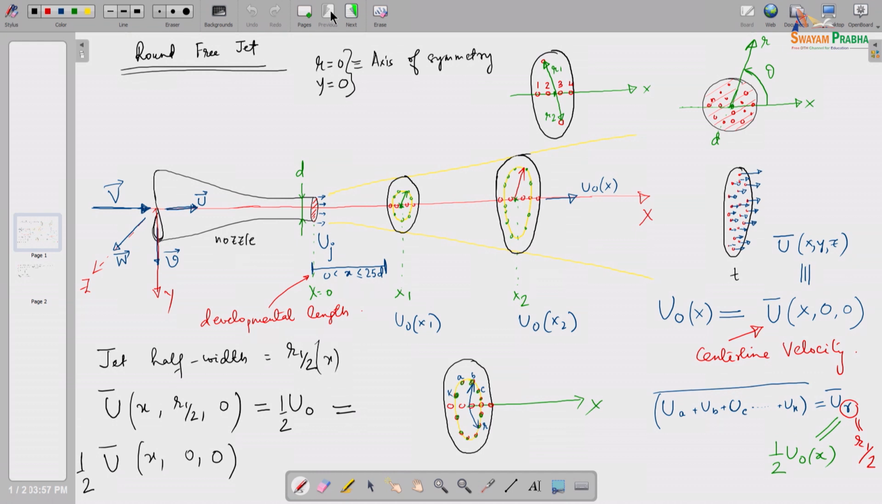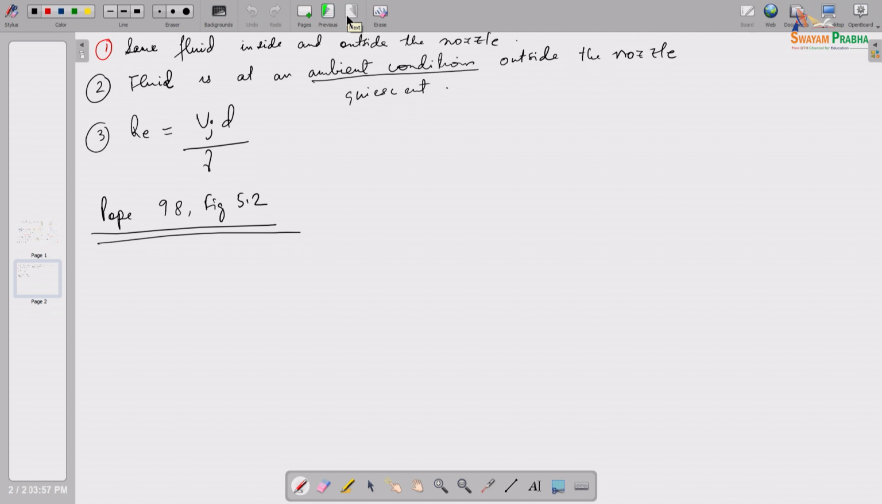Once you make measurements, you should be able to see that. There is a reason why we always draw jets like a V. I have taken two distances x1 and x2 here. So, this is my jet, and this is your diameter.